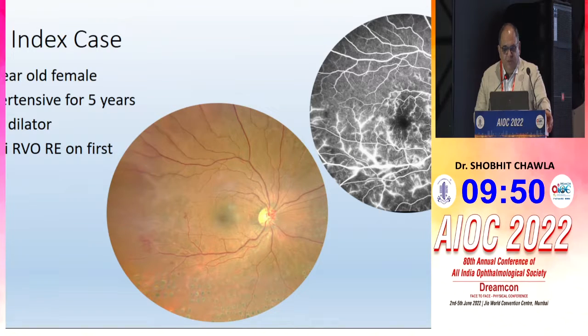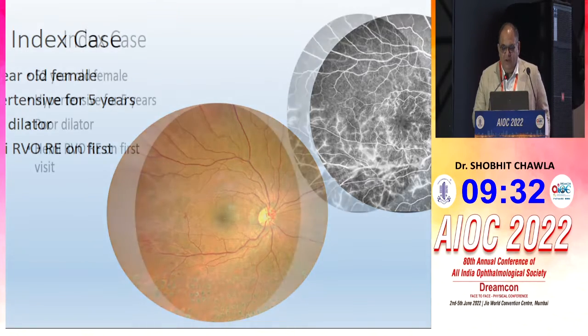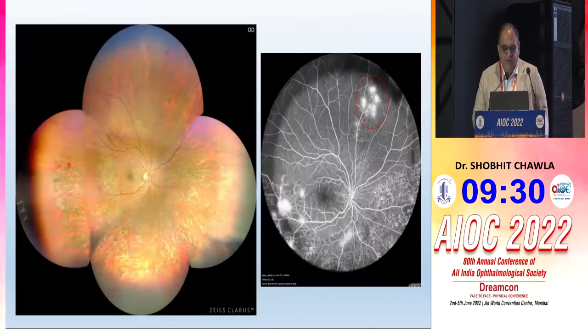Small pupil, a patient hypertensive for 5 years, poor dilator. In screening, we see, and the pupil was very small to allow good indirect. We see a hemi-retinal vein occlusion on the first visit and then got treated with laser photocoagulation after a wide field fluorescein angiography.